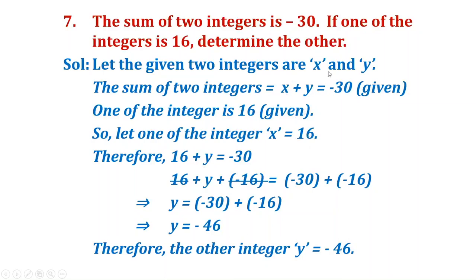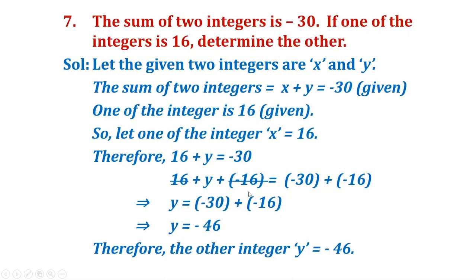So now this equation will become 16 plus y is equal to minus 30. Sum of 16 and the other number y is equal to minus 30. We have to find the value of y here. So how to find y? To remove 16 on the left side, I am adding minus 16 to both sides of the equation. So 16 plus y plus minus 16 is equal to minus 30 plus minus 16.